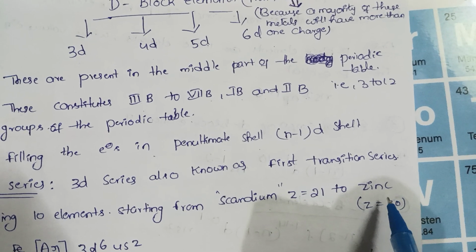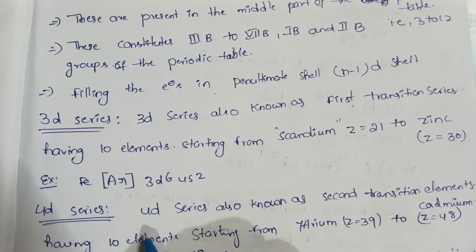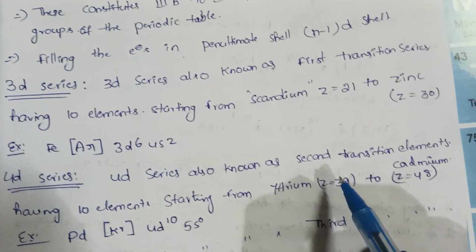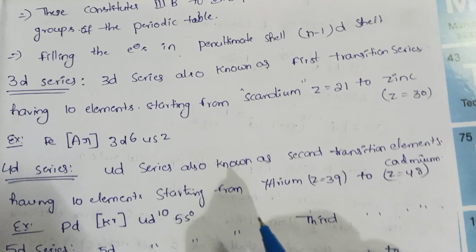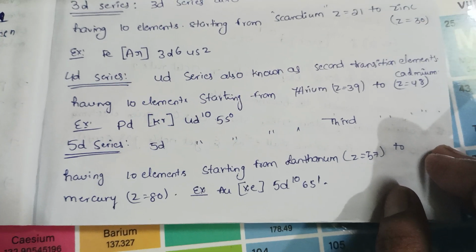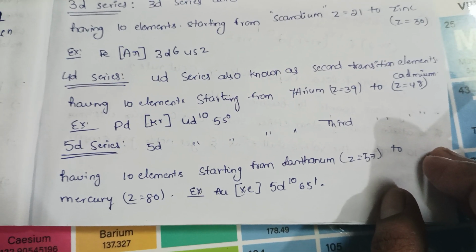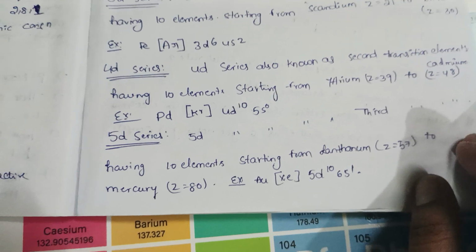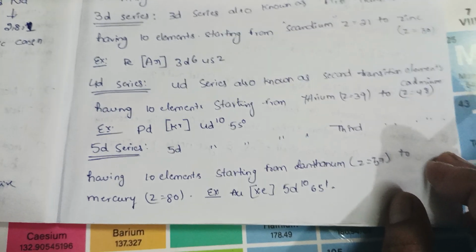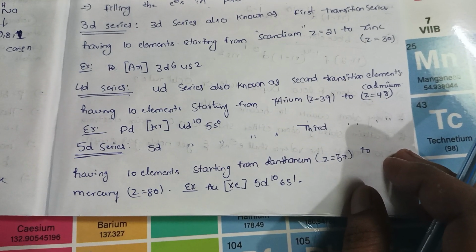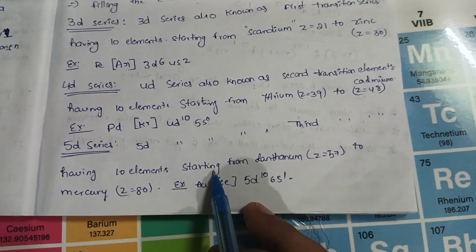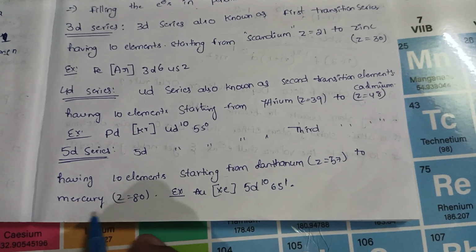Atomic number 30 is zinc. 4d series, also known as second transition elements, having 10 elements starting from yttrium to cadmium. 5d series, also known as third transition elements, having 10 elements starting from lanthanum to mercury.